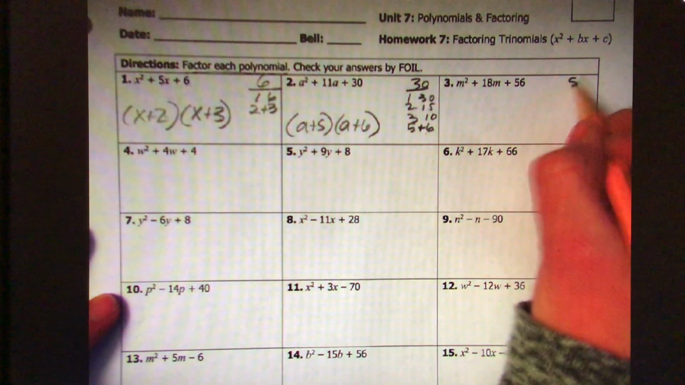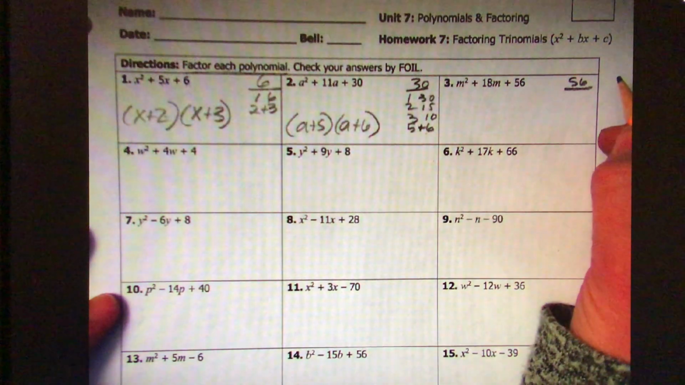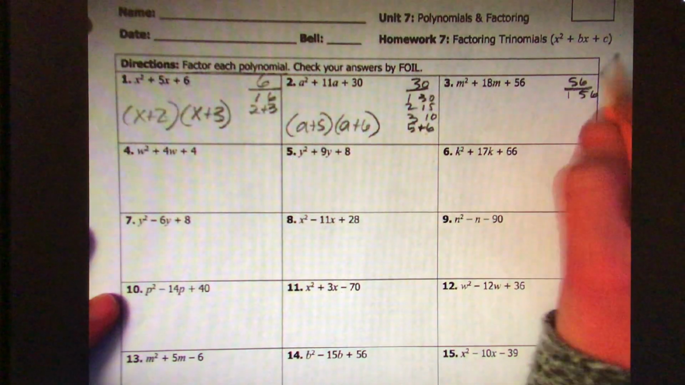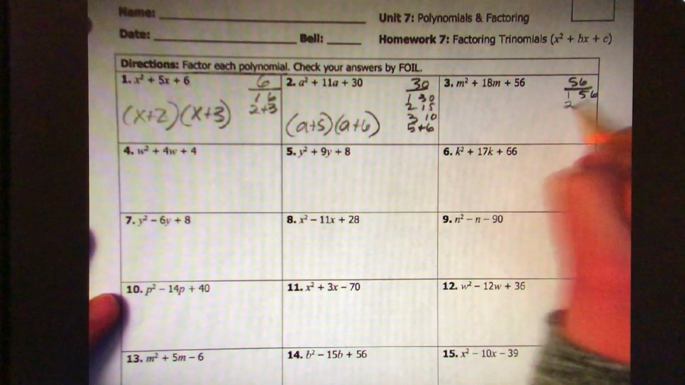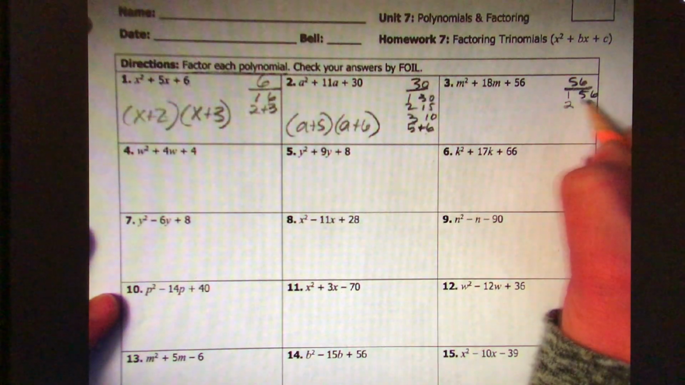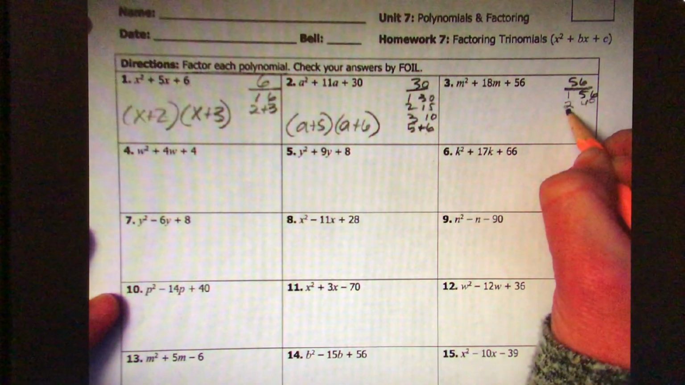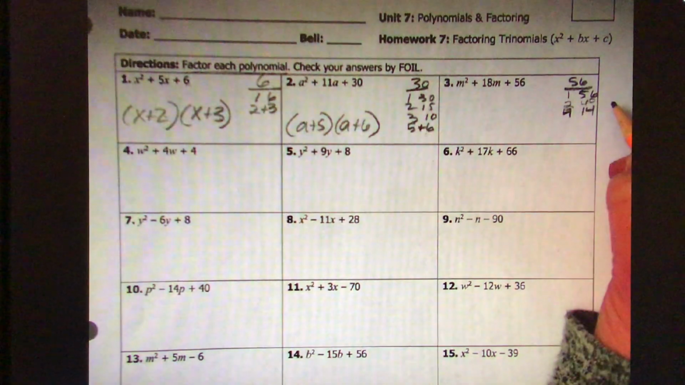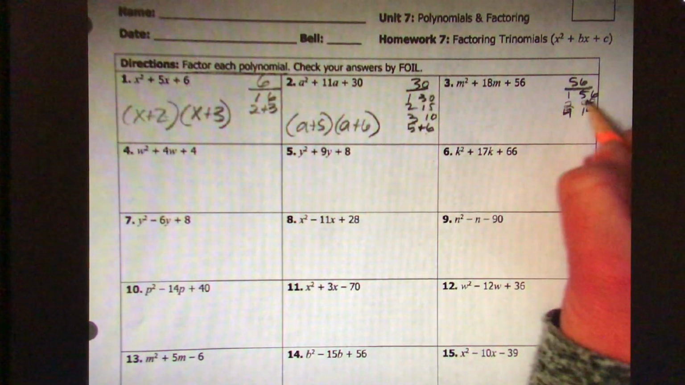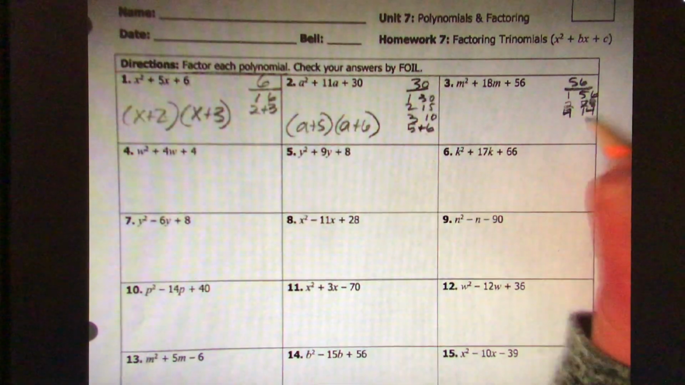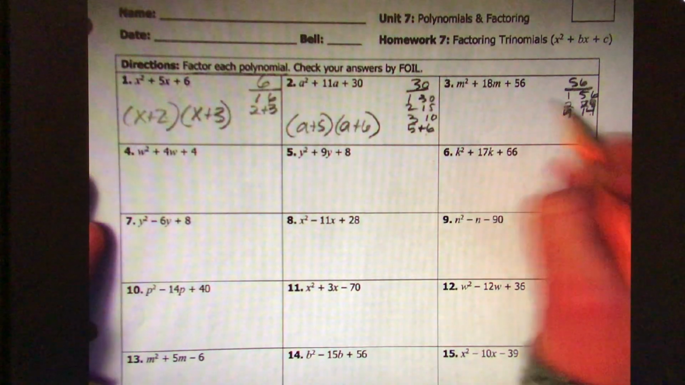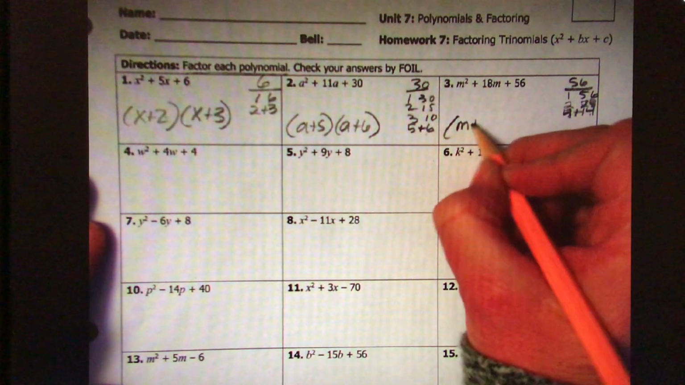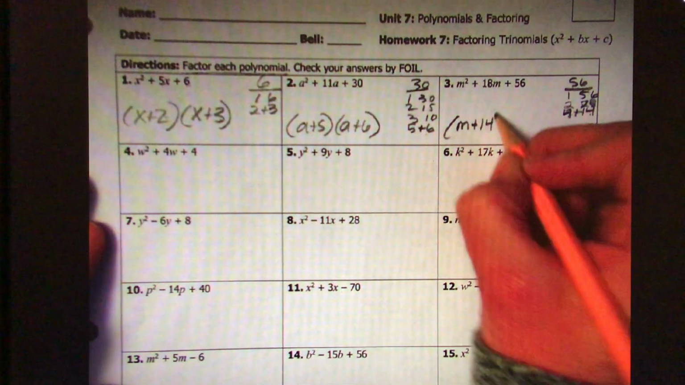I have 56 over here. Are 7 and 8 going to work? No. Okay, I'm surprised. Well, I have 1 and 56. I have 2. Yes, 2 is going to go in there, and that's going to be 28. Okay, I have 3. 3 is not going to go into 56. I have 4. 4 goes in 14 times. Oh, that's pretty cool. So I'm going to pick 4 and 14 because I'm looking for that. If I add those together, I'm going to get 18. So I think about m plus 14, because they're both addition, and m plus 4.